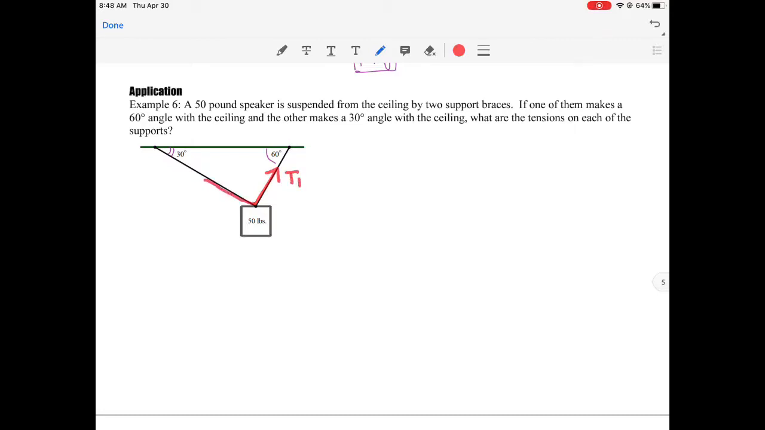And then this one will be supporting it this way. You can think about this as like tension 2. So if we're looking for the tensions of those, we're looking for the length, so the magnitude. So here, we're really seeking out the magnitude of tension 1 and tension 2. Okay, I'm going to call these just x and y to make life a little easier.